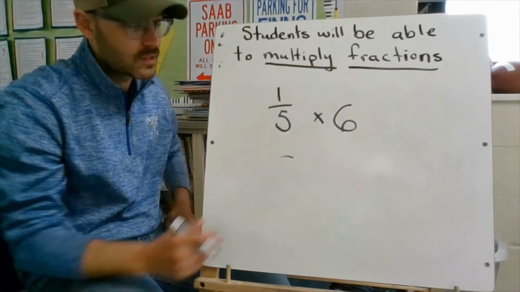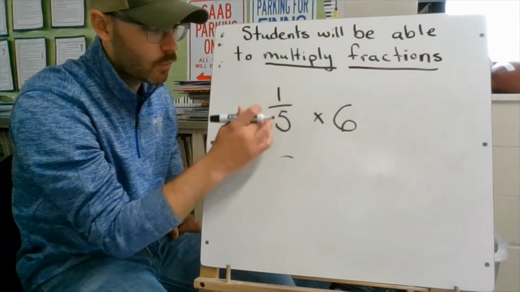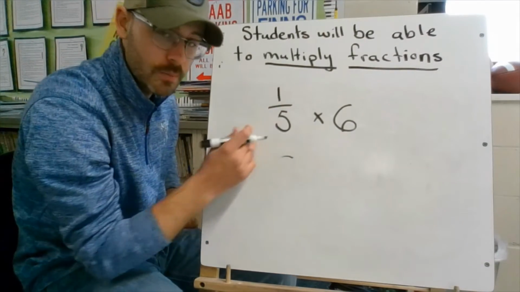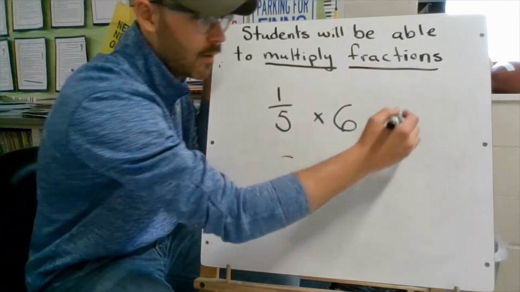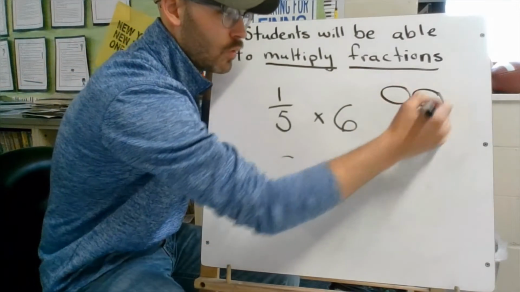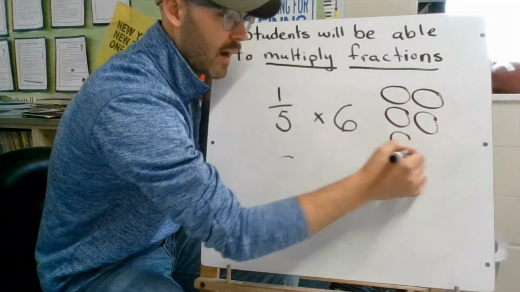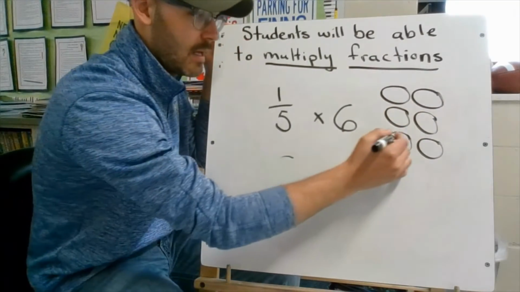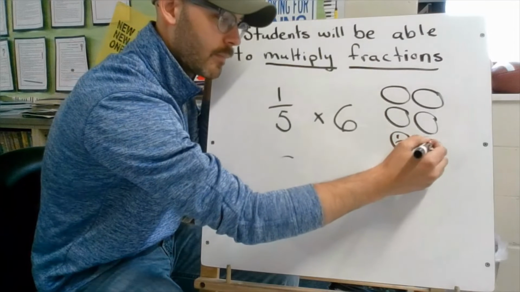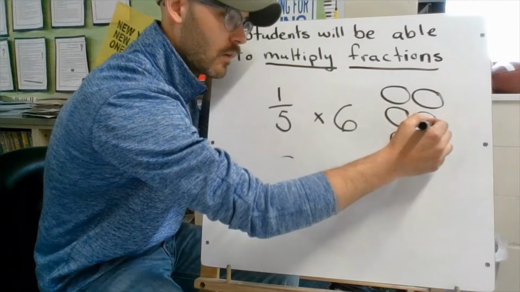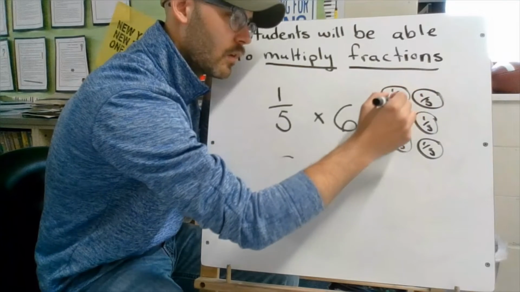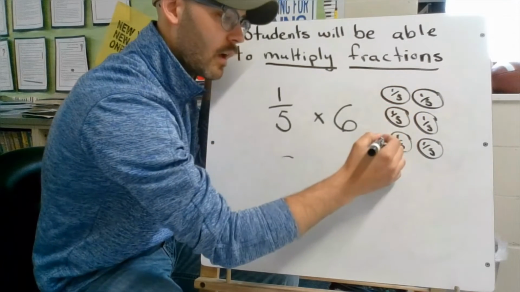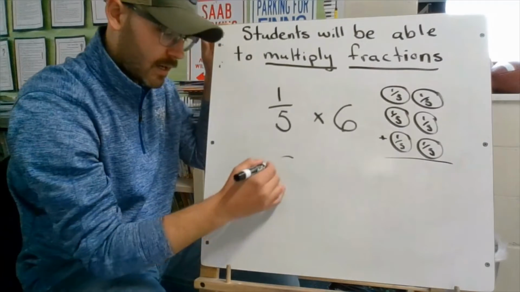One last review. This says 6 groups of 1/5 or 1/5 groups of 6. I'll do 6 groups of 1/5 because that makes more sense in my mind. That would be 1, 2, 3, 4, 5, 6 groups. Each group has 1/5 in it. And now when I have that, I'll add those all together right down the line.